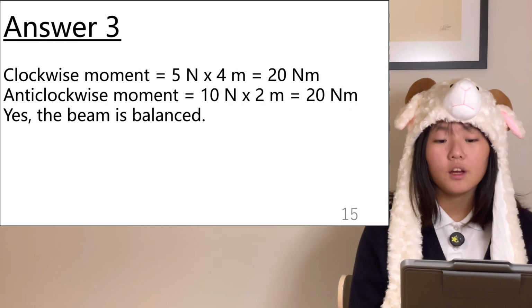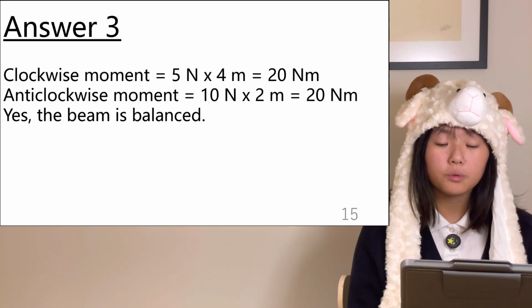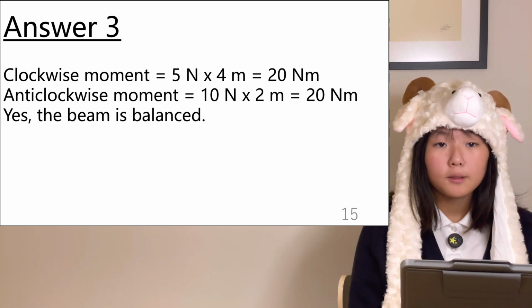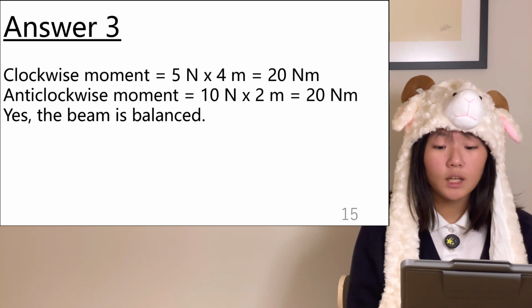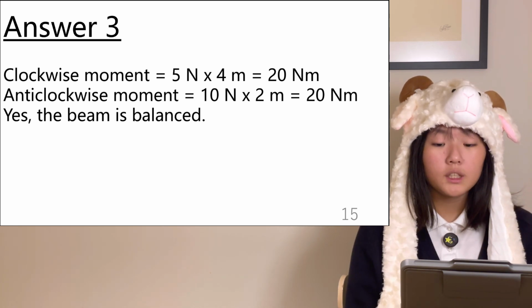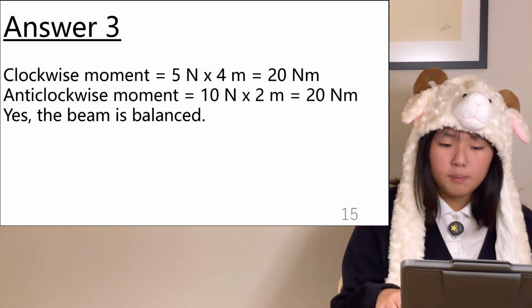The answer is 5 newtons times 4 meters, which equals 20 newton meters. The anti-clockwise moment is 10 newtons times 2 meters, which is also 20 newton meters. So yes, the beam is balanced.